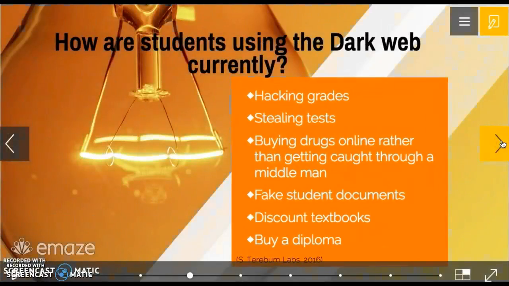So how are students today using the dark web? Well, by hacking grades, stealing tests, buying drugs online, purchasing fake student documents, getting books at a discount cost, and buying a diploma. Basically taking shortcuts in education. In 2013, an Australian teen died after taking drugs purchased on the dark web, on a drug trafficking site called the Silk Road. If your child has access to the dark web, parents and educators should share and warn students of the many dangers.